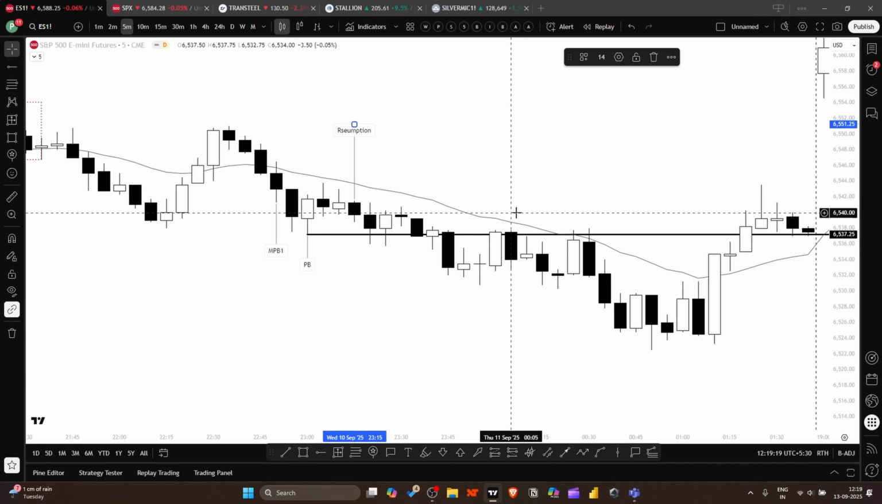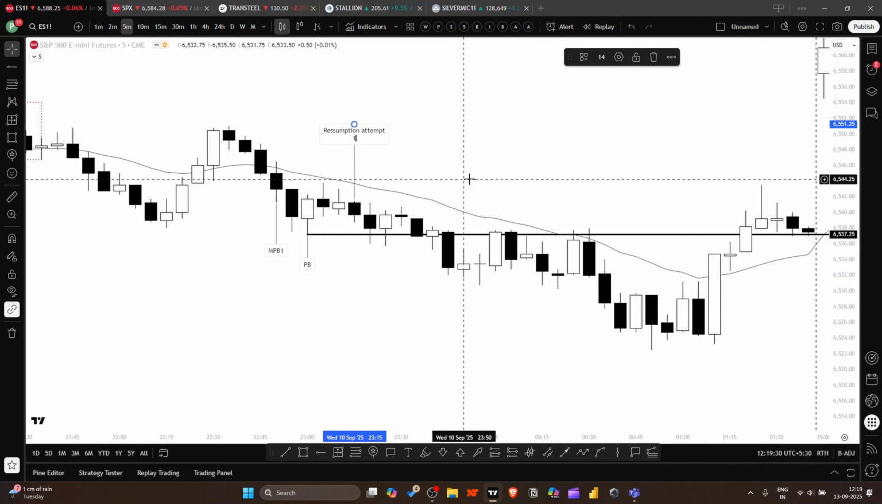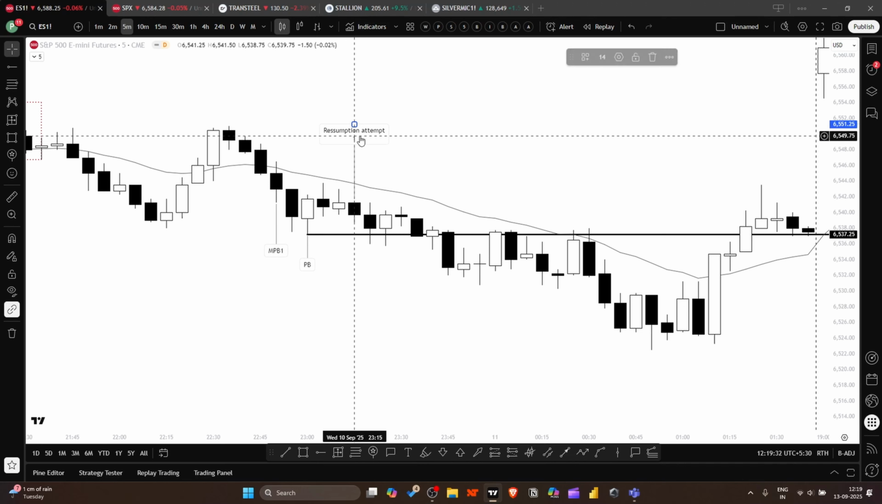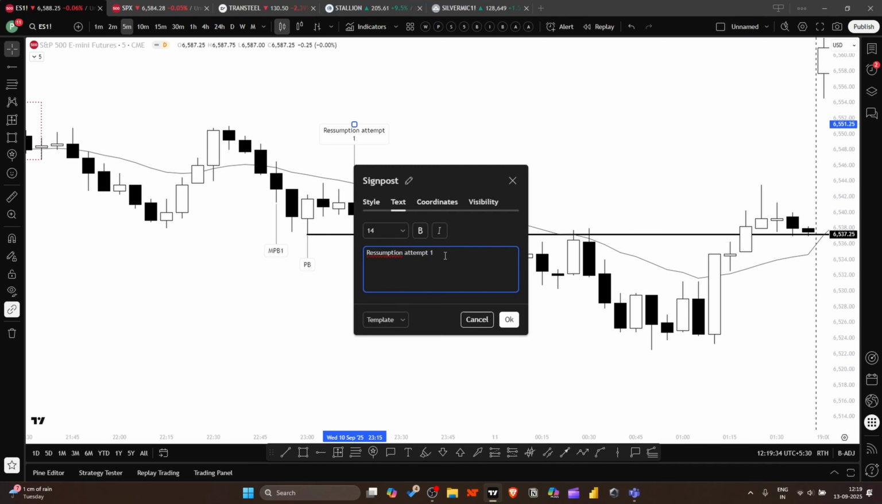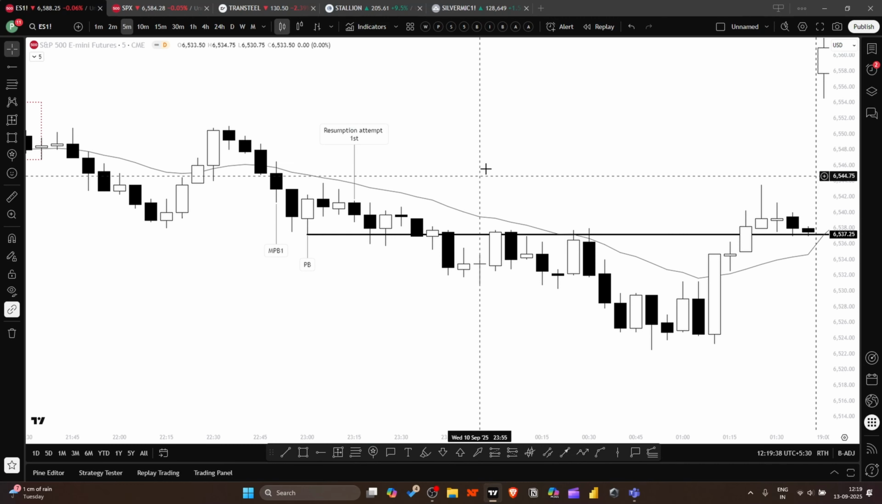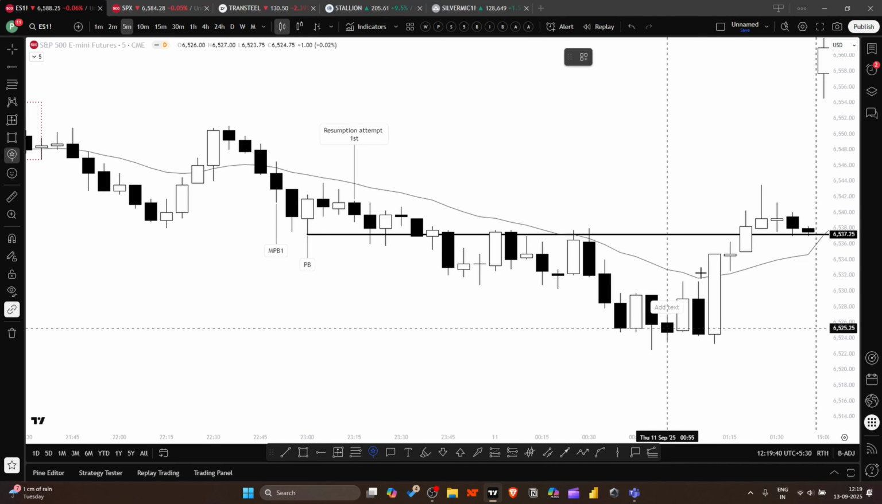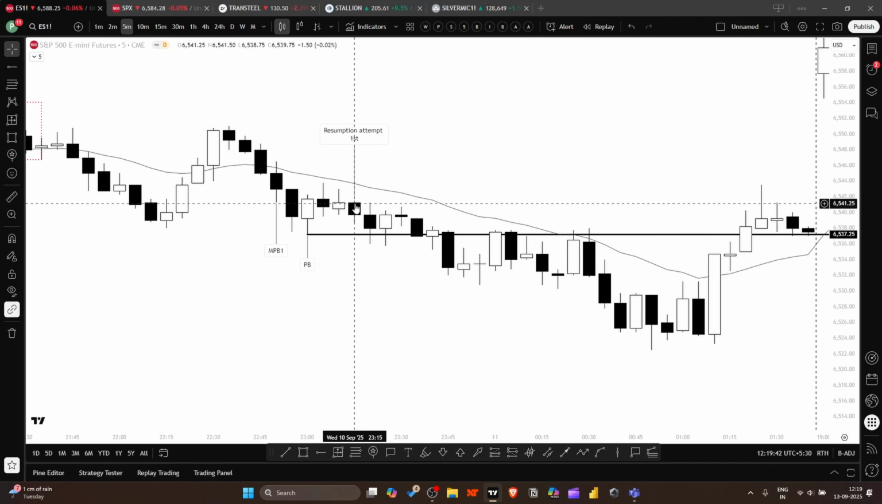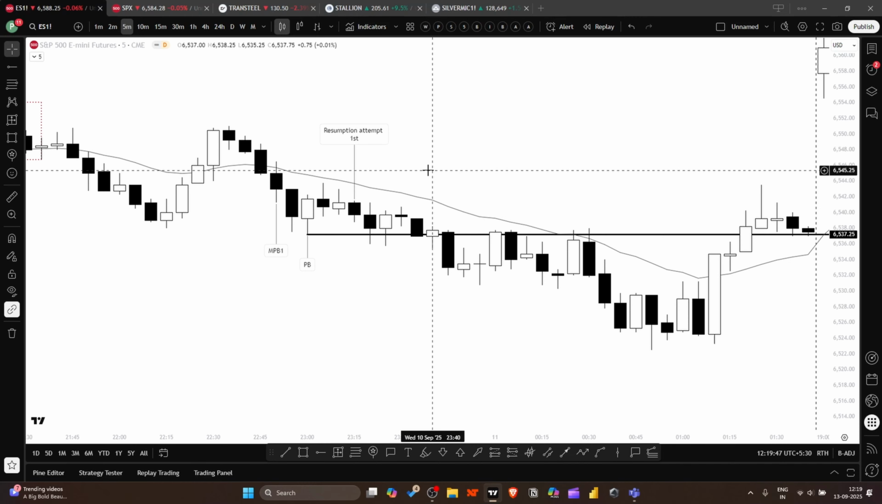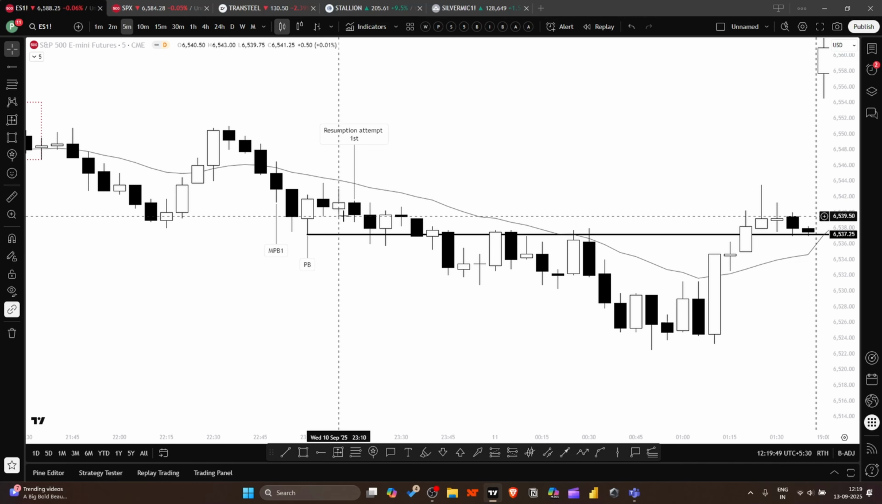Resumption attempt, or the first resumption attempt. Oh, I spelled it wrong. And Al Brooks calls this L1. Is this much clear? Okay.